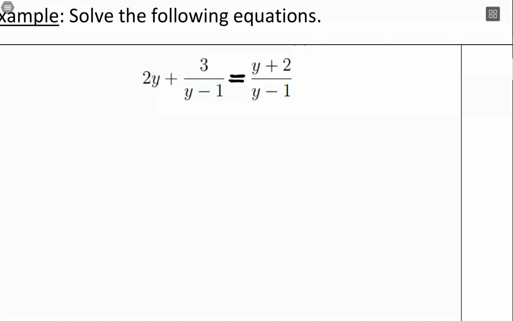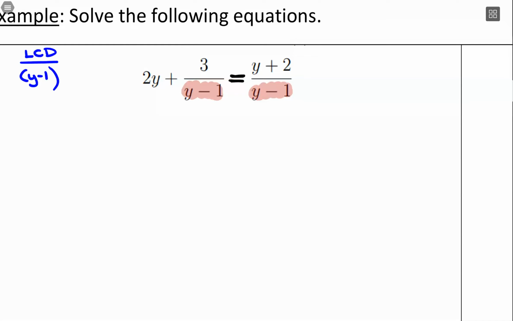So now we have a bit more freedom in terms of we can multiply, divide, add, subtract by anything as long as we do it to both sides of the equation. Now I'm focusing on that y minus 1, and then I can see I have another y minus 1. So that's going to be my least common denominator, y minus 1.